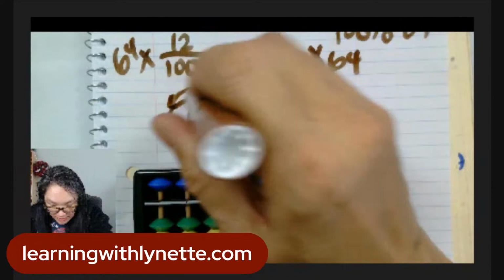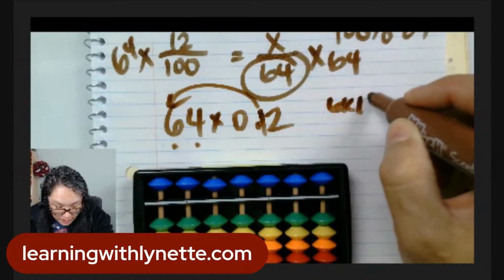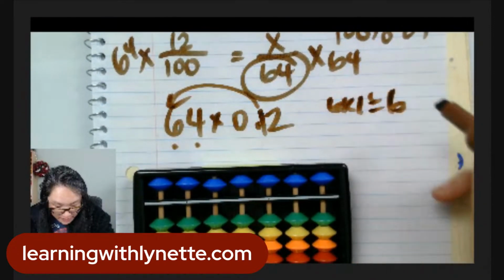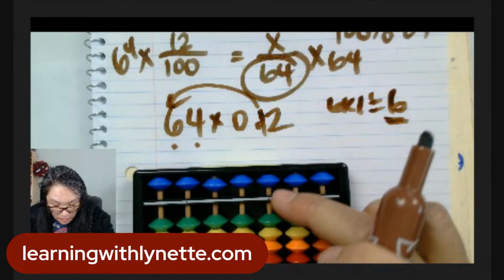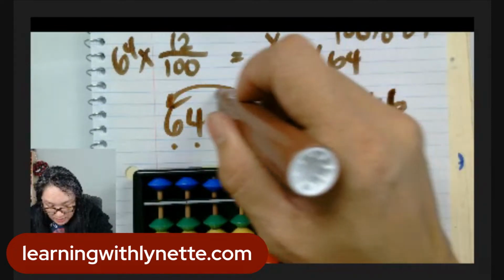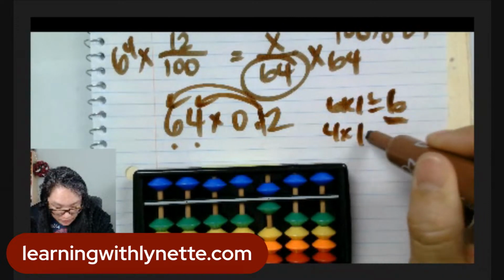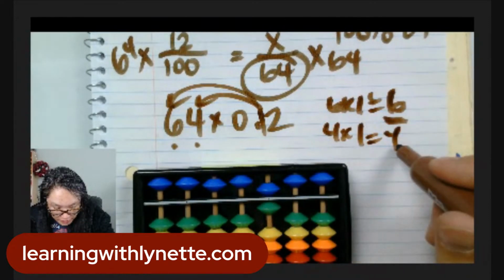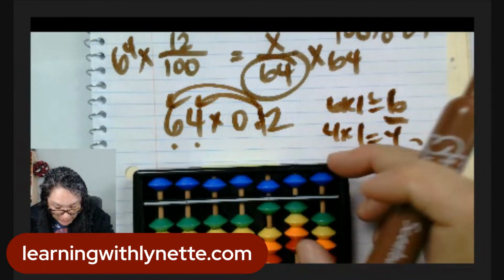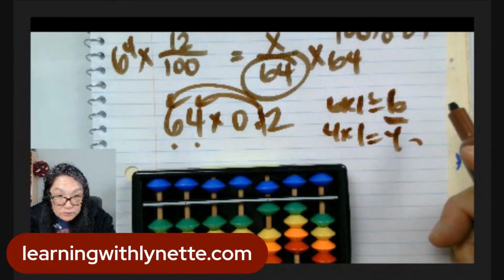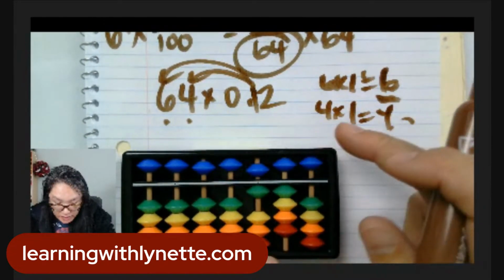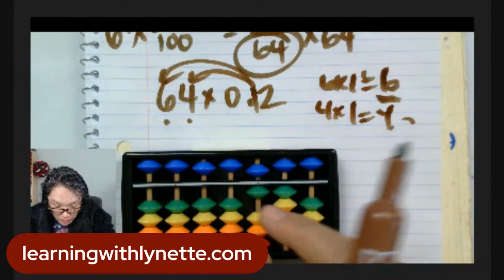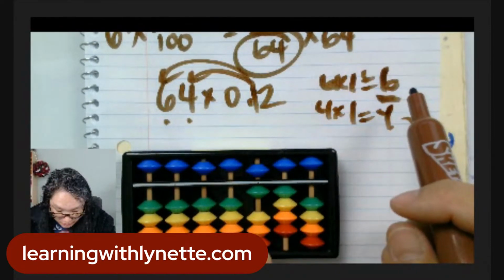So now 6 times 1 is equal to 6. So 6 is a single digit, so I go back 1 column, I add the 6. 4 times 1 is equal to 4, so 4 is a single digit. I go back 1 column, and I add the 4. Now I'm going to start over again. I'm going to start on this side, on the 1. Oh, I don't have enough beads. Oh, that's okay.